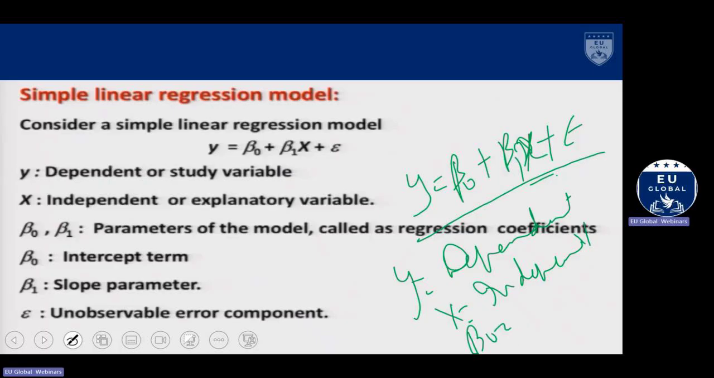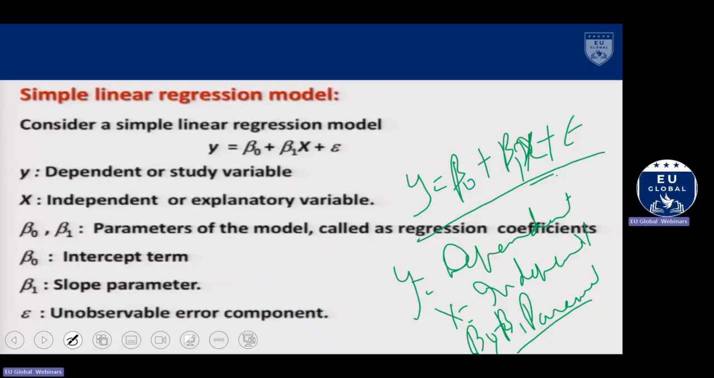Beta naught and beta 1 are your parameters. They are also called your regression coefficients. Beta naught here is your intercept term, and beta 1 is called the slope parameter. It is very important for you to understand what the different parameters of this model are.